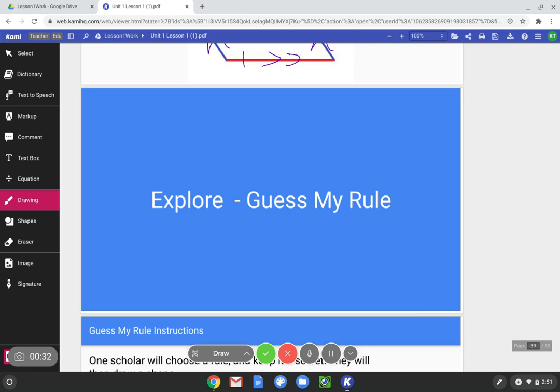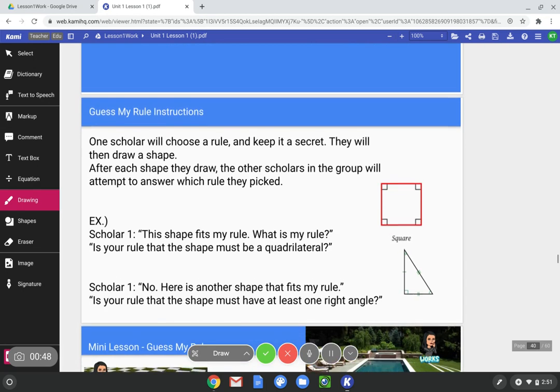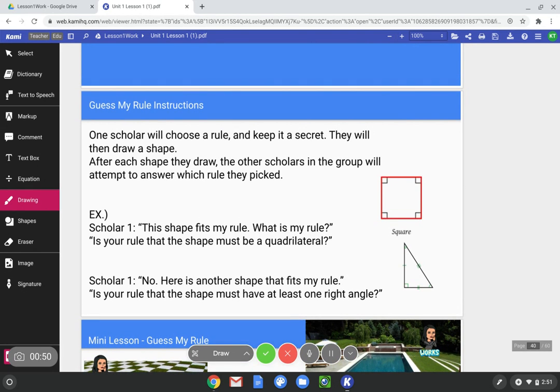What we do here is I provide a few shapes and we look at their attributes, the rules that they follow, see what they have in common, and you try to guess which rule I'm thinking of. Here is a slide giving an imaginary example. One scholar will choose a rule and keep it a secret. They're not going to tell their friend. They will then draw a shape. After each shape they draw, the other scholars in the group will attempt to answer which rule they picked.